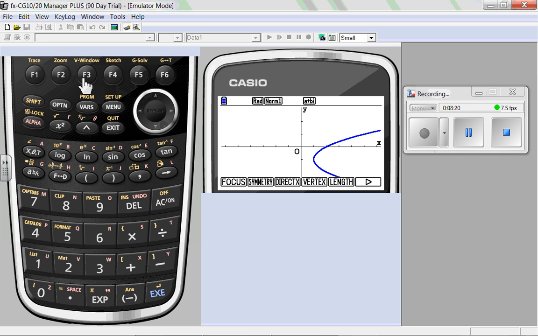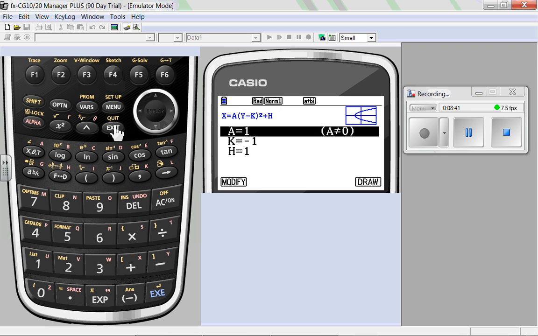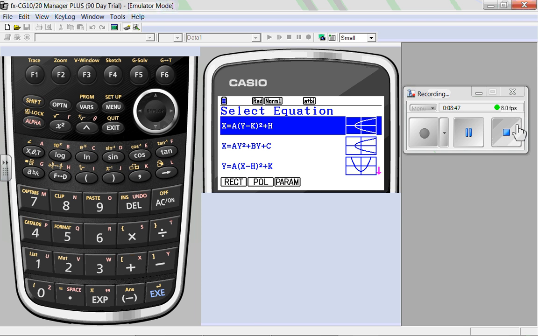The directrix, F3, there it is. Compare that with the focus. What's the relationship between the focus and the directrix? Another great point of interest. The vertex, I'll put the vertex back in. Again, all important points are graphed. So that's basically how I use the conic sections grapher.